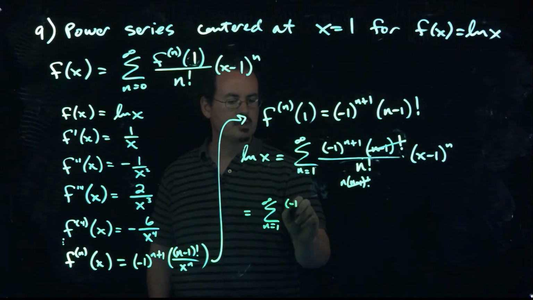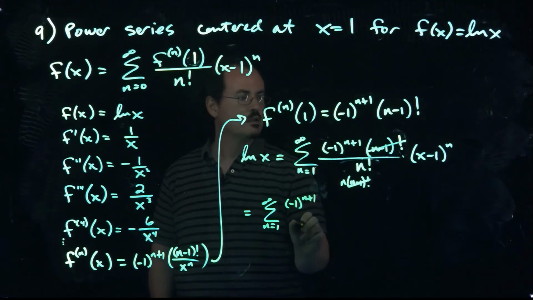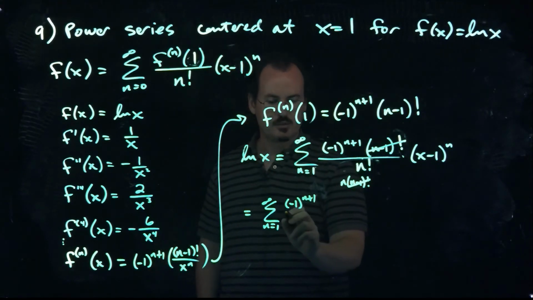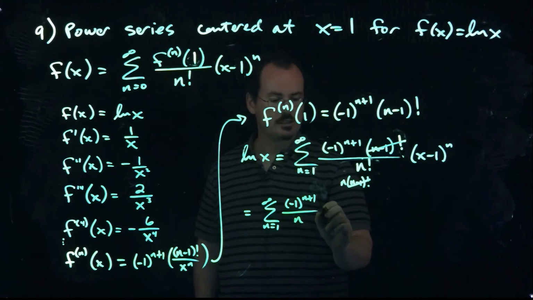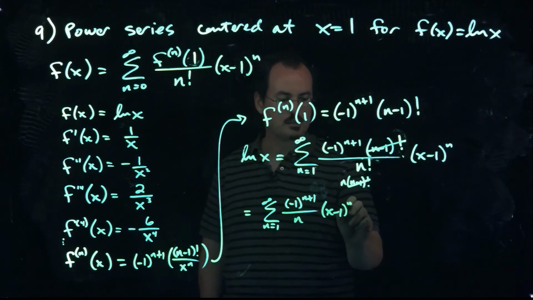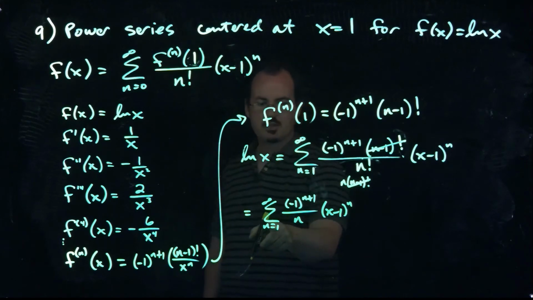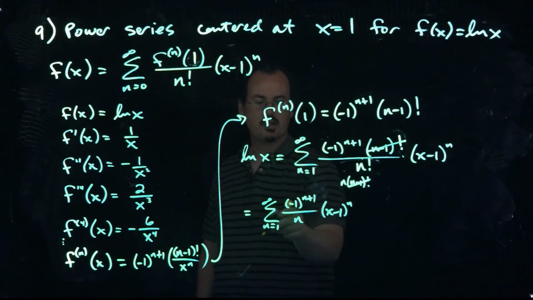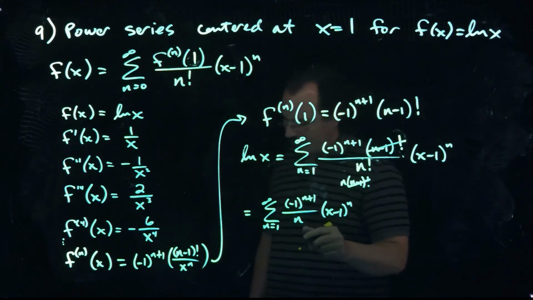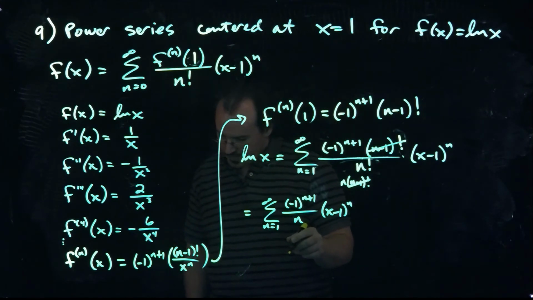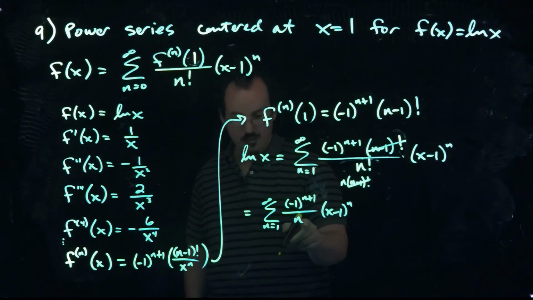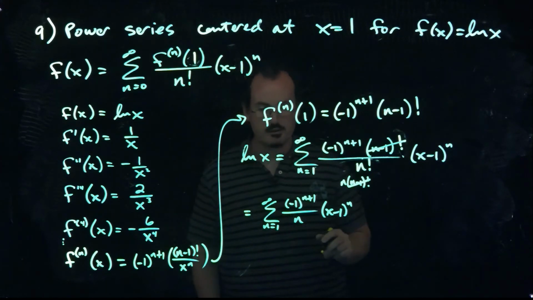Minus 1 to the n plus 1. That canceled entirely, so I'm just left with n in the denominator, and then I still have my x minus 1 to the n power. By the way, I'm starting this at 1 because it doesn't make sense to have it at 0. You'll see you're dividing by 0 there. And I think on my answer sheet on the practice exam, I made a mistake there. That should be starting at 1, not at 0.